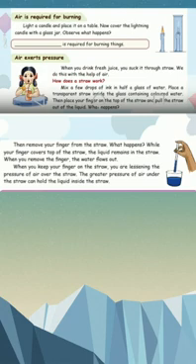Then remove your finger from the straw. What happened? From this we can learn, while your finger covers the top of the straw, the liquid remains in the straw. When you remove the finger, the water flows out. When you keep the finger on the straw, you are blocking the pressure of the air over the straw. The greater pressure of the air under the straw can hold the liquid inside the straw. Example, ink pillar. Thank you.